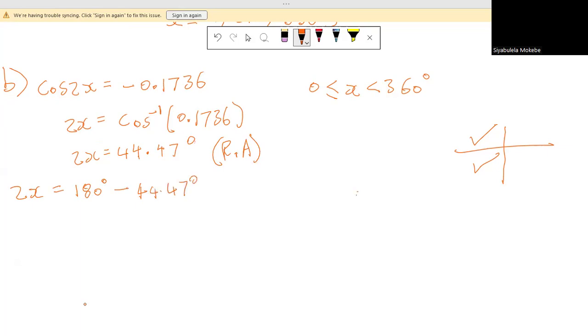And this side is going to be 180 plus the reference angle. Yeah, I think I made a mistake somewhere. So in my calculator, I only used 7136 instead of 17. So the reference angle is 80.3. Yeah, 80.3.